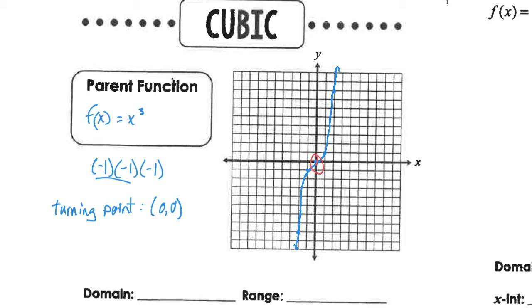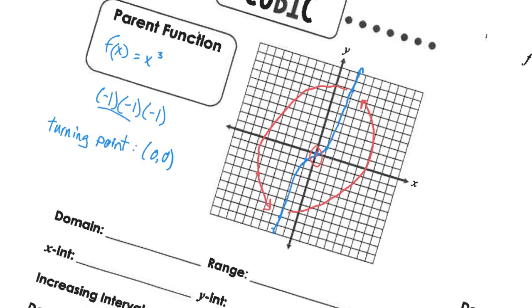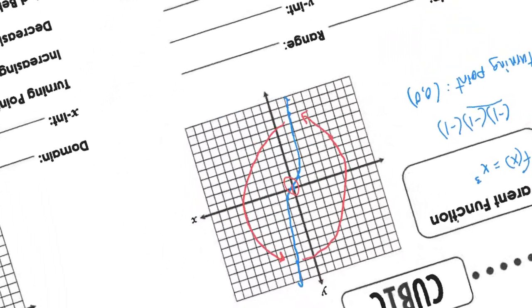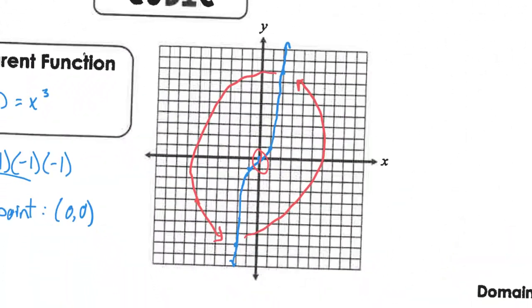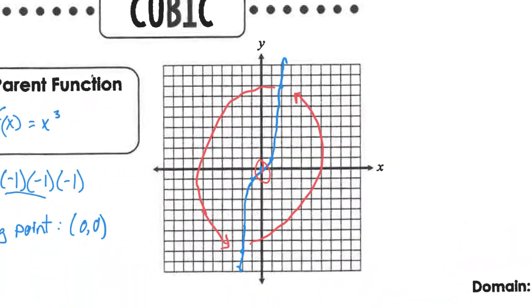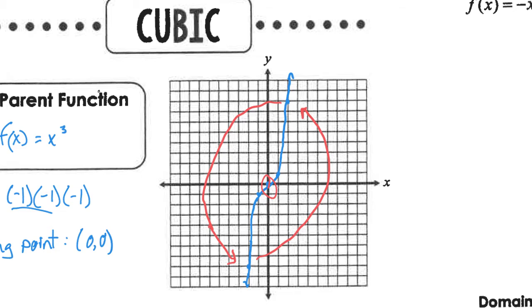So that turning point is the point there at the center. And if I rotate this thing around that turning point, it's going to line up with itself. So this has rotational symmetry because I could rotate it and it's going to look exactly the same. Right? I could spin this around and it looks exactly the same. So that's rotational symmetry, and cubic functions will always have that.